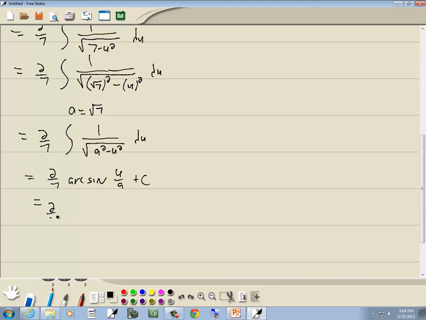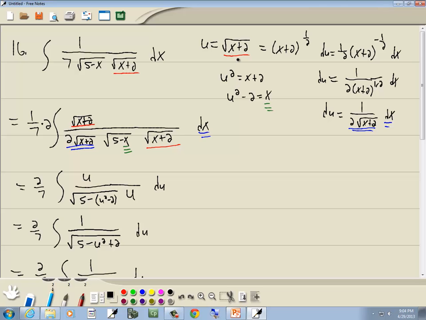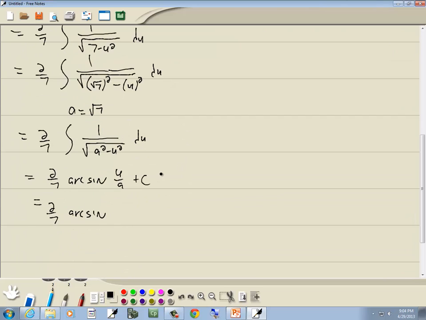So I got 2/7 arcsine. I have no clue what u is. Let me go scroll to the top. u was square root of x plus 2. So I got square root of x plus 2 over a, and a was square root of 7, plus C. And that's our answer. So let me go ahead and save that.